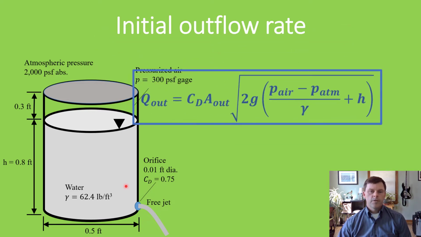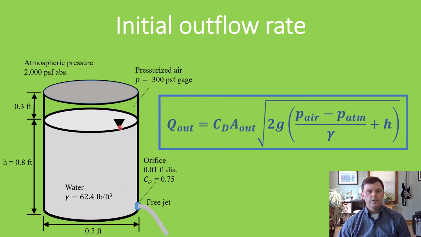But basically, if you apply your energy equation from the free surface, where you have the pressure equal to the air pressure, down to the free jet, where you have atmospheric pressure, you can find that the discharge out of the hole here is equal to the discharge coefficient times the theoretical discharge, which is the outflow area, times the square root of 2g times the pressure difference between the air above the water and the atmosphere. So basically, this is the gauge pressure of the air, and we add that to the water depth h.